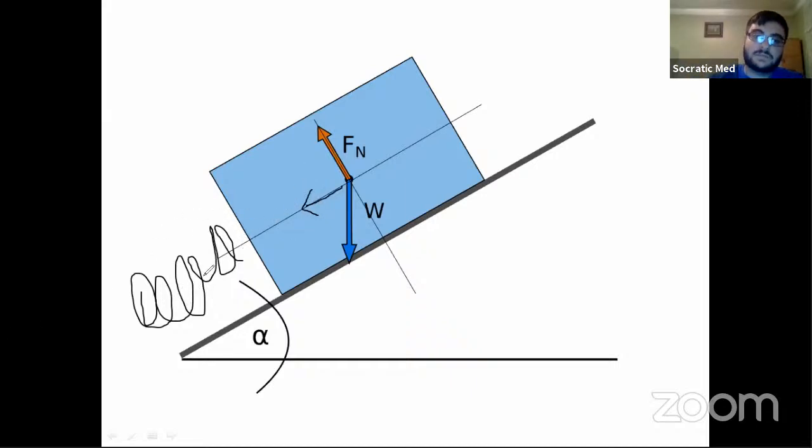In this case, if the spring is compressed this way, it'll be applying a force this way in order to go back to its original position, to stop itself from being compressed. This would be the spring force.